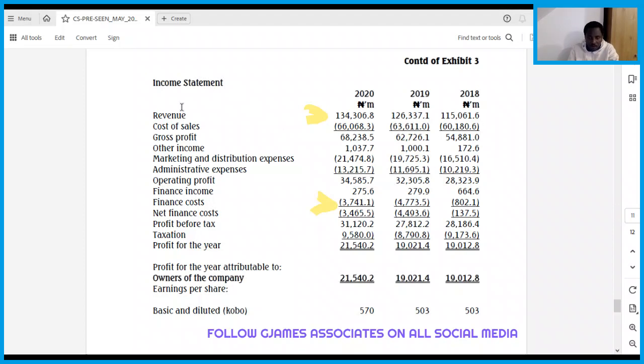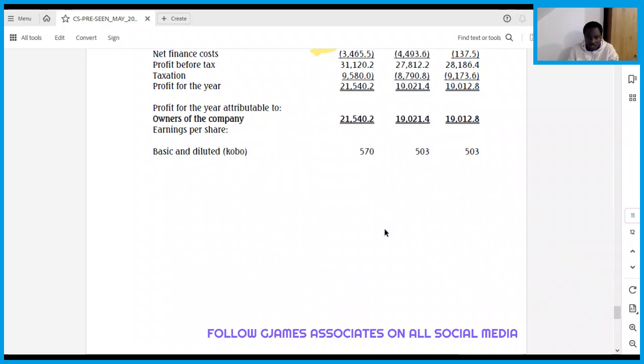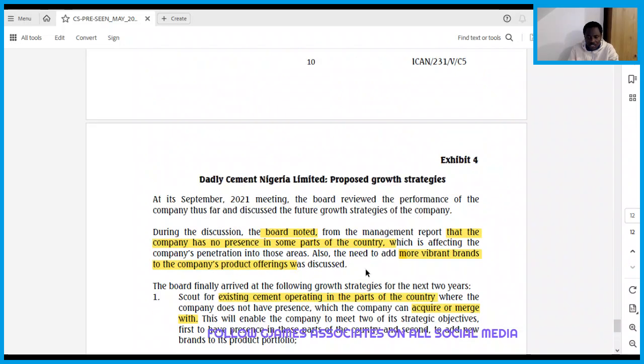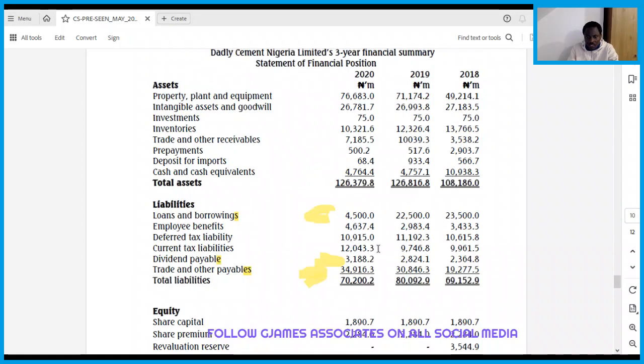So revenue, we are good. Which other aspect highlights? Look at our finance cost. Our finance cost from 2018, 800, 4 million, and 3 million. So basically our finance cost is fluctuating. Is there any financial? Okay, no financials again given.